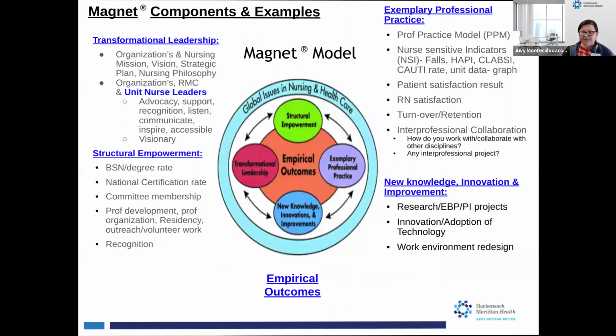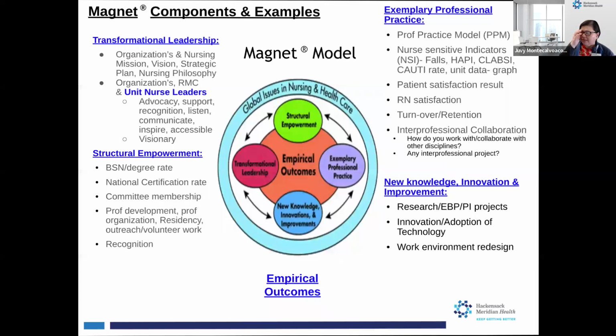Structural empowerment: being a certified nurse is a demonstration that you would like to show forth your expertise as an RN. Also professional development, and to be recognized as a certified RN. We still have the goal of making sure that we have our BSN. If our nurses don't have a BSN, we promote that scholarship.